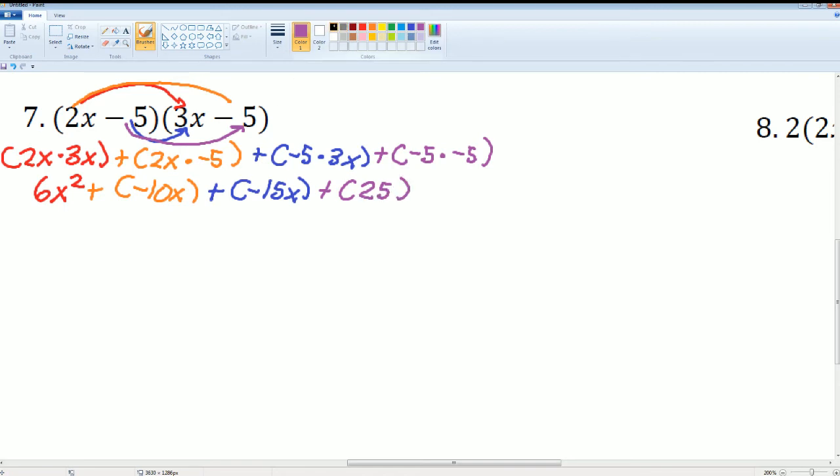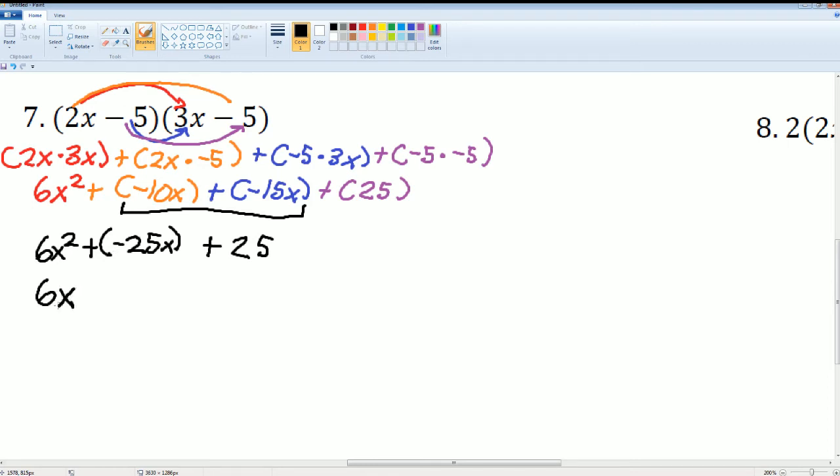Okay, there's some like terms you can combine. The negative 10x and the negative 15x can combine. Alright, did anything happen to the 6x squared? Nope, it stays as 6x squared. Negative 10x plus negative 15x gets you negative 25x. Okay, keep that in the parentheses. And plus 25, that just means 25. Now I can get rid of the parentheses. So this becomes 6x squared minus 25x plus 25. Okay?